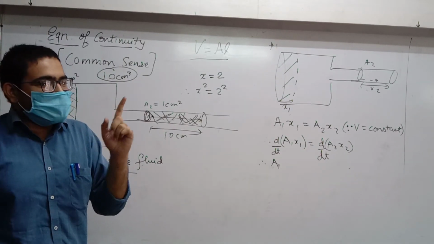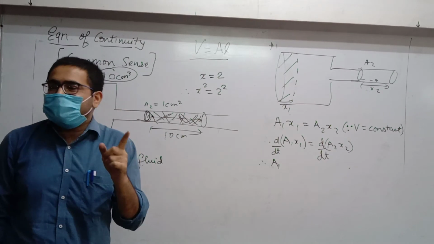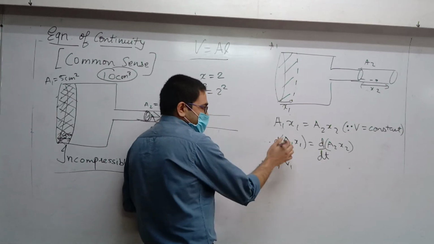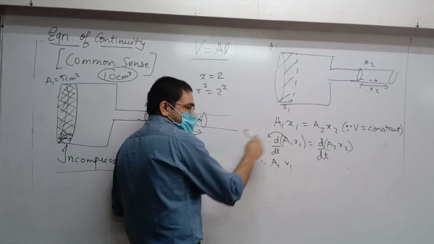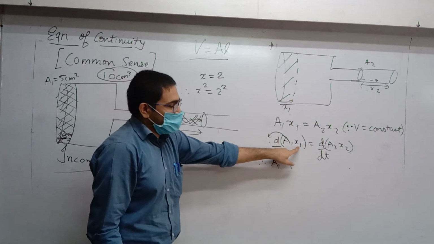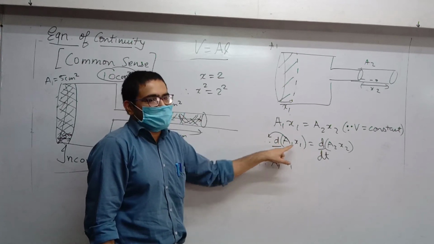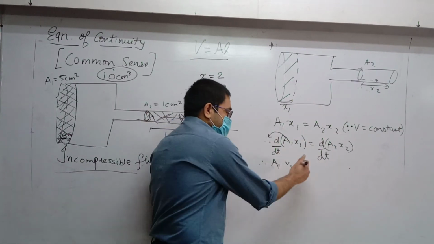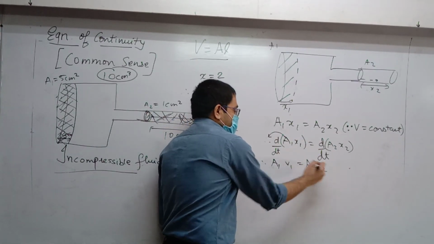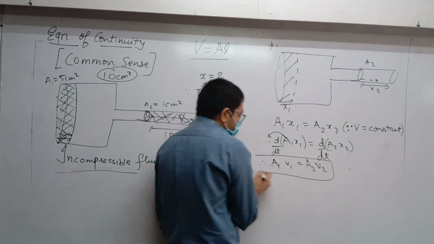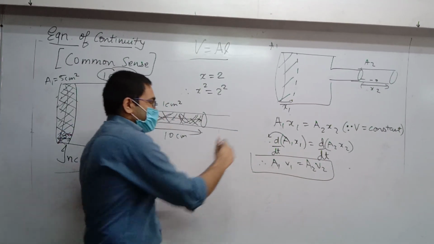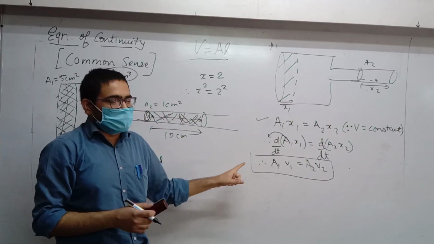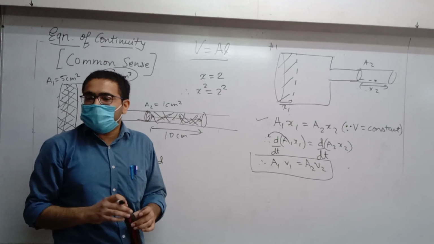Clear or not clear? Yes. Right? Dx by dt is velocity. So here I should write A1 V1. Again, how did we get A1? Outside, it's a constant. And then you just have to do differentiation of X1. So, differentiation of X1 with respect to time is V1. Similarly, on that side, A2 V2. So, this is the most used form of equation of continuity. This is right, of course, but this is what we use most of. Alright, A1 V1 is equal to A2 V2.